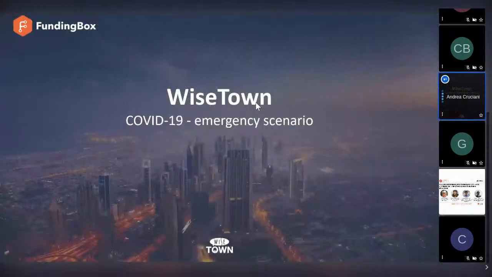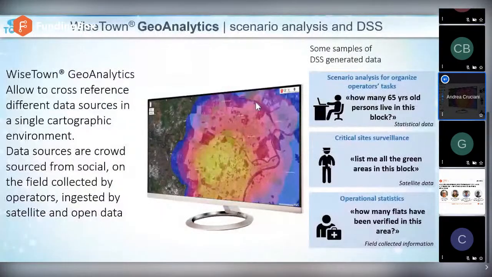I go directly to the COVID-19 emergency scenario, where we can use the geoanalytics to understand, for example, some very specific needs for managing the COVID-19 situation. For example, we can ask WISE Town how many people aged 16 and older live in that block, so we can have a list of persons that we have to double check for specific reasons.